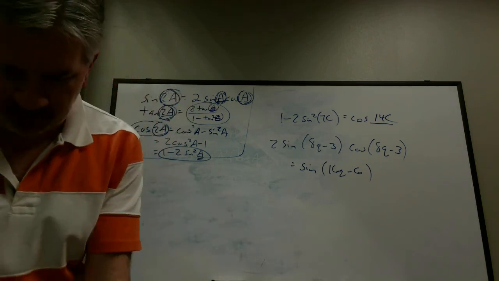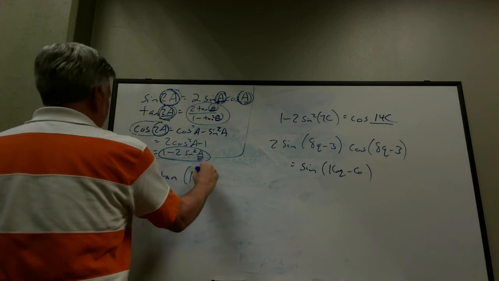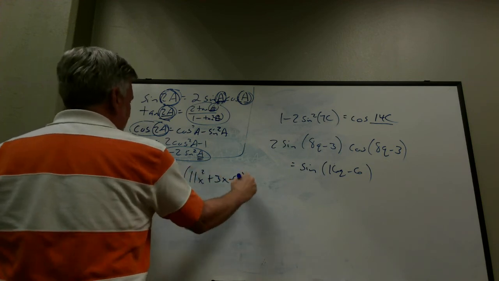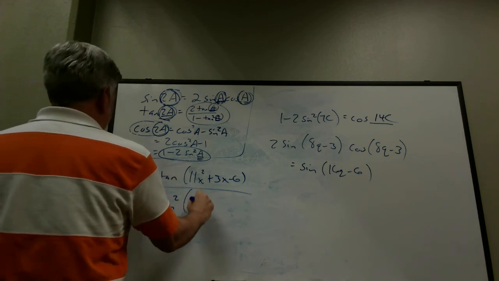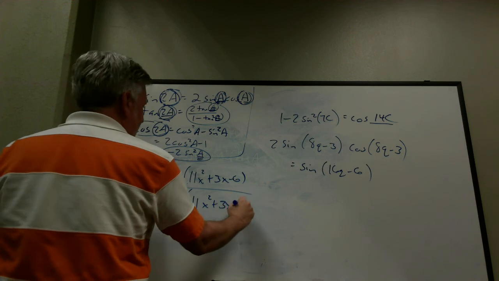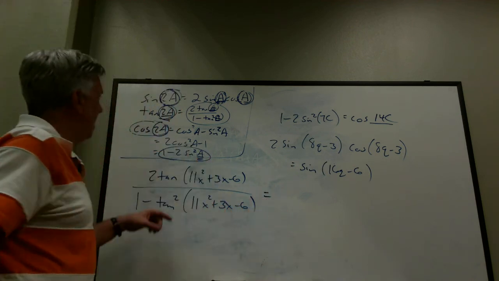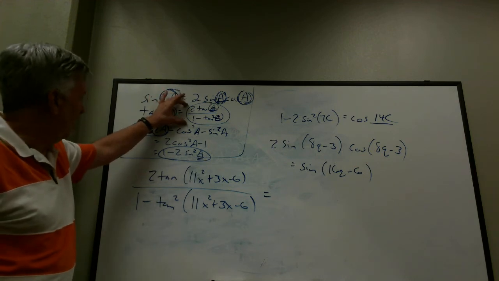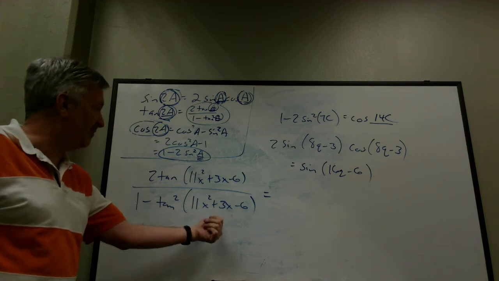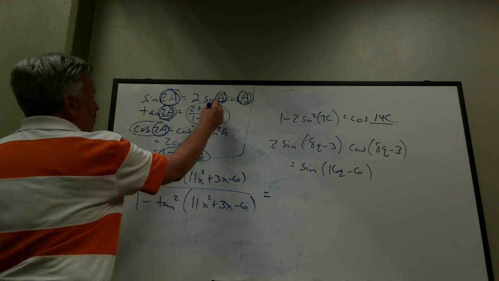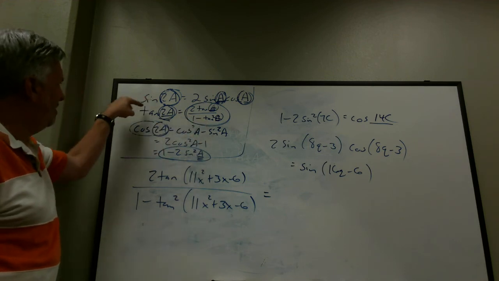Okay, the next one, gosh, look at this next one. 2 tan of 11x squared plus 3x minus 6 over 1 minus tangent squared of 11x squared plus 3x minus 6. Now, what does that look like? That looks like this, right? 2 tan of something over 1 minus tan squared of the same something. Well, this looks like this, which means we can rewrite it this way. Tan of something else.